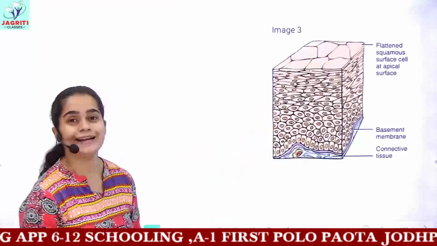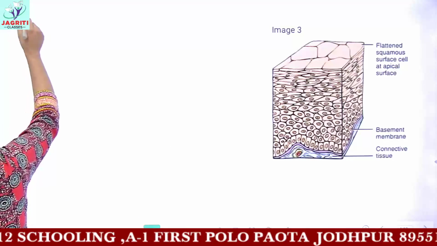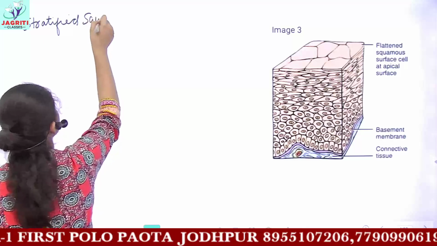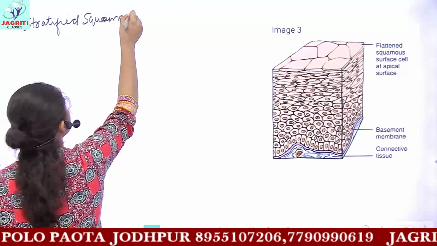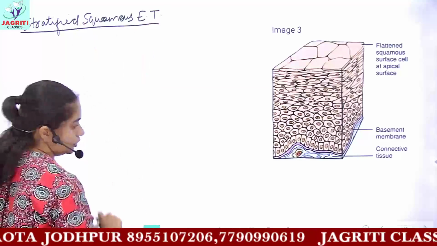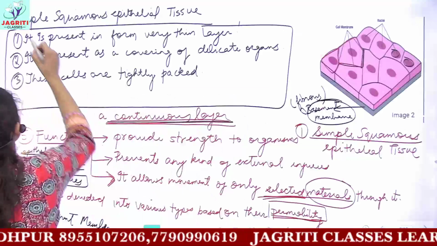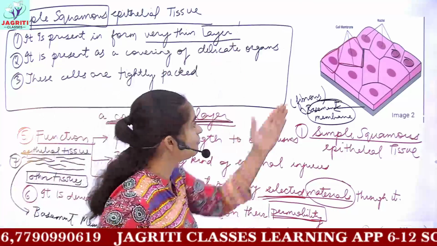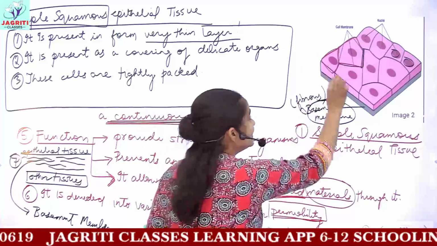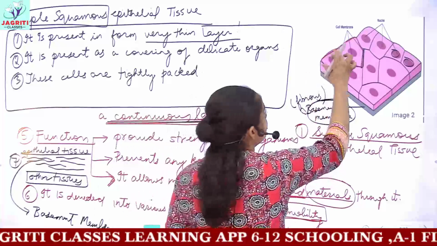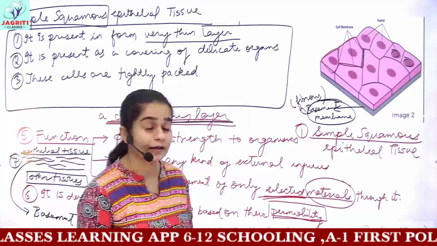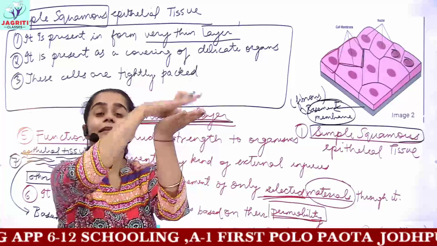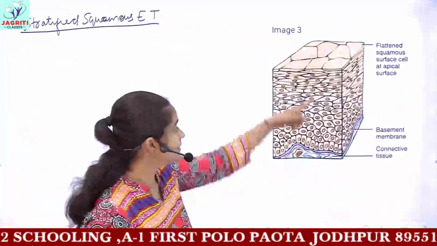Now let's move on to the next, and this image is your stratified squamous epithelial tissue. In the last part, what did we discuss? We discussed simple squamous epithelium tissue. And you know that simple squamous is present in the form of a very thin layer, that it only has a one-celled thick layer. You can see that only a group of single cells are arranged here. But if I arrange the layers of these simple squamous one above the other, then what would I get? I would get this kind of arrangement.